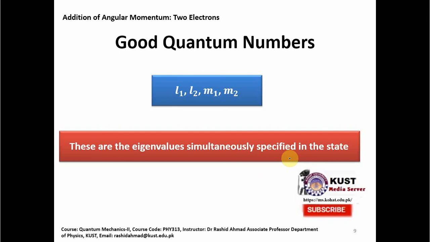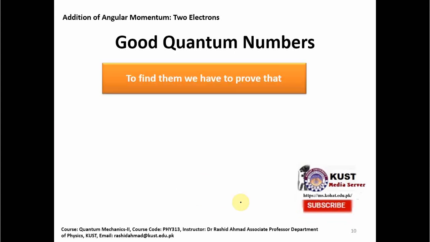That's actually the message, the technical point: if the values can be simultaneously specified, that is, there is no uncertainty, then the commutators are equal to 0. If the commutators are not equal to 0, then there is uncertainty, and we cannot specify these eigenvalues simultaneously. So for this state, L1, L2, M1 and M2, to find out whether these are good quantum numbers, we have to check all the commutation relations, because they must commute in order to be good quantum numbers.